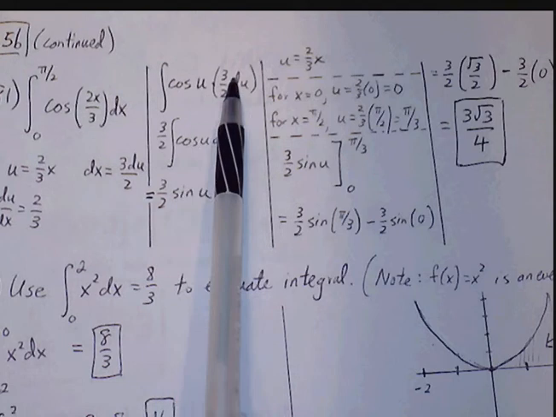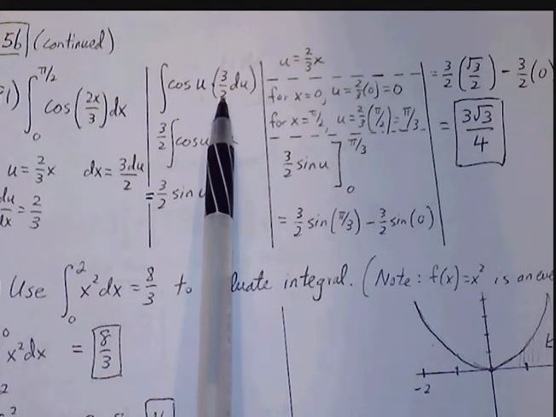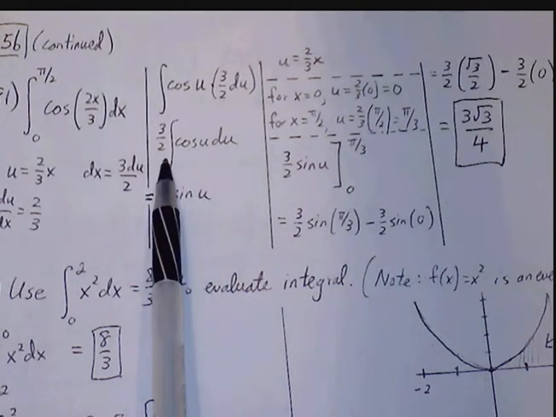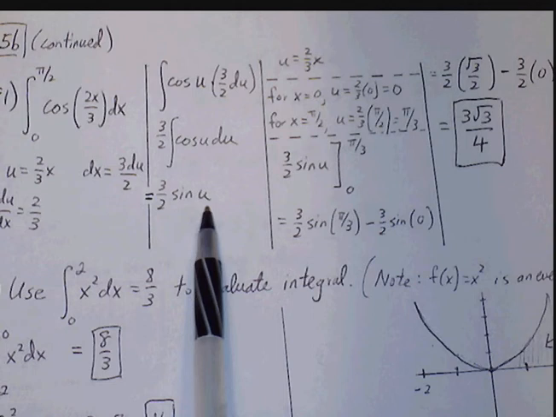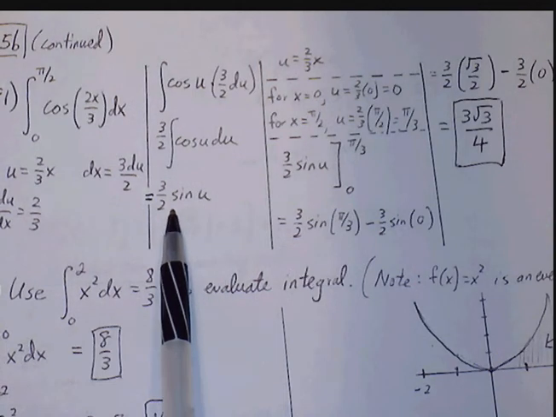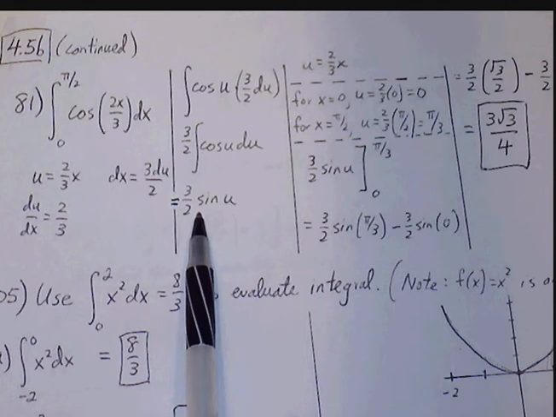2x/3 gets replaced with u. dx is replaced with 3/2 du. So no x's need to be canceled out, so pull the 3/2 in front. The integral of cosine is simply positive sine. We found the antiderivative. Now we have to evaluate this using our upper and lower bounds.